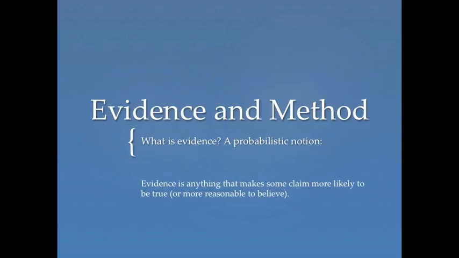I'm going to present a probabilistic notion of evidence. There are other ways of thinking about evidence, but I think this is probably one of the best ways to think about it. And it's also a very popular way of thinking about evidence. It's important to note that this is a probabilistic notion of evidence. That is to say, it has to do with probabilities. On this view, evidence is anything that makes some claim more likely to be true. Or evidence is anything that makes some claim more reasonable to believe.